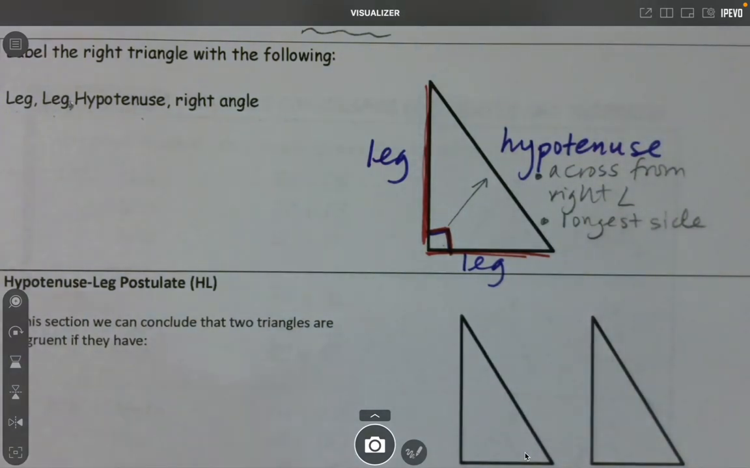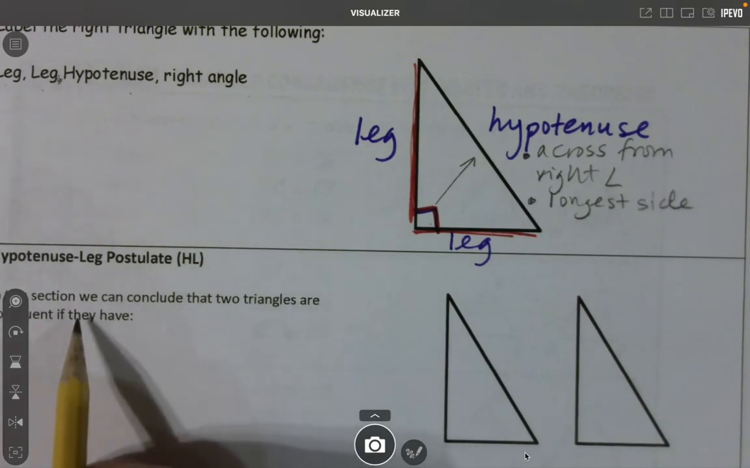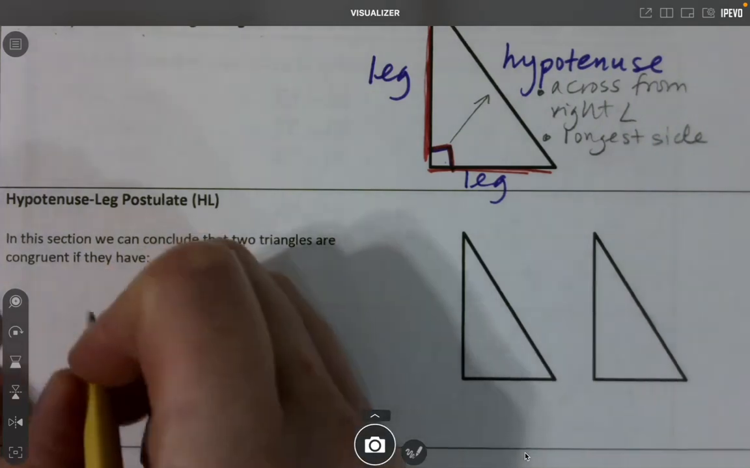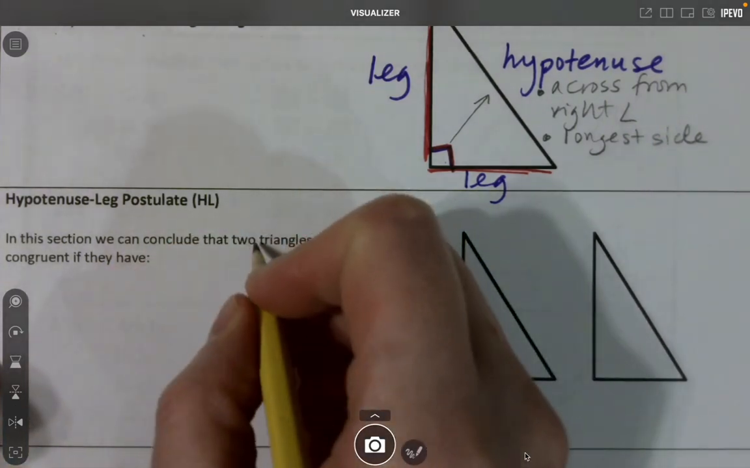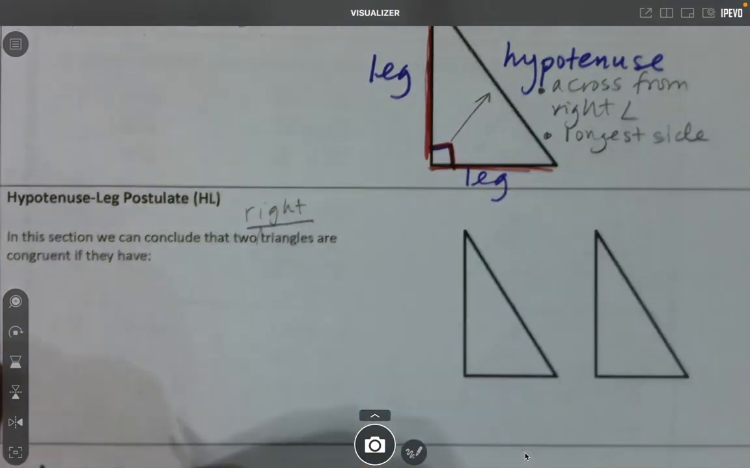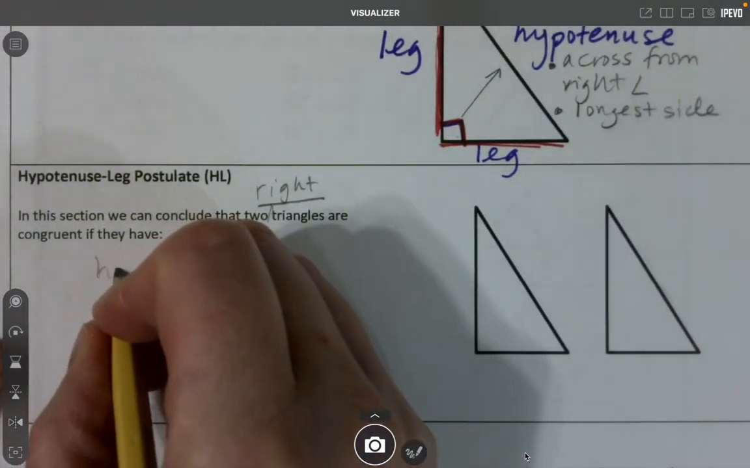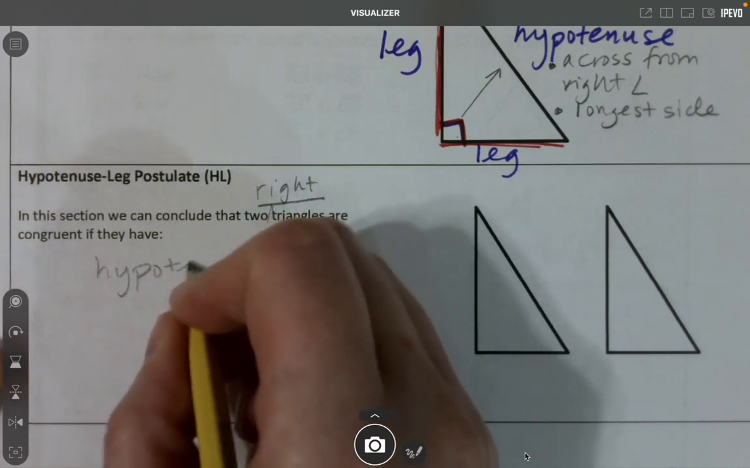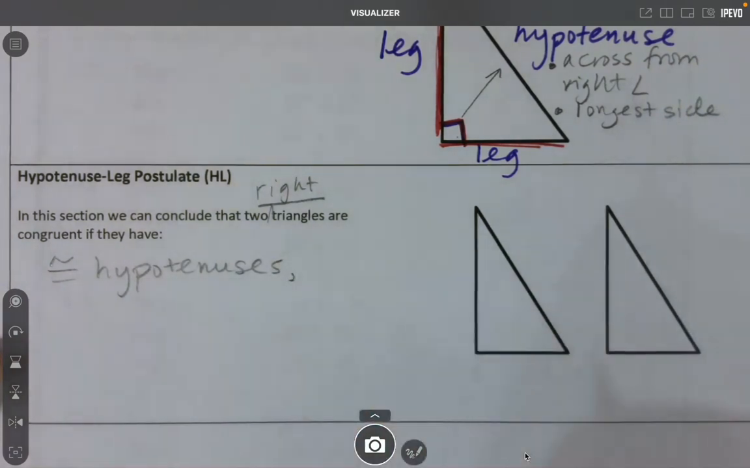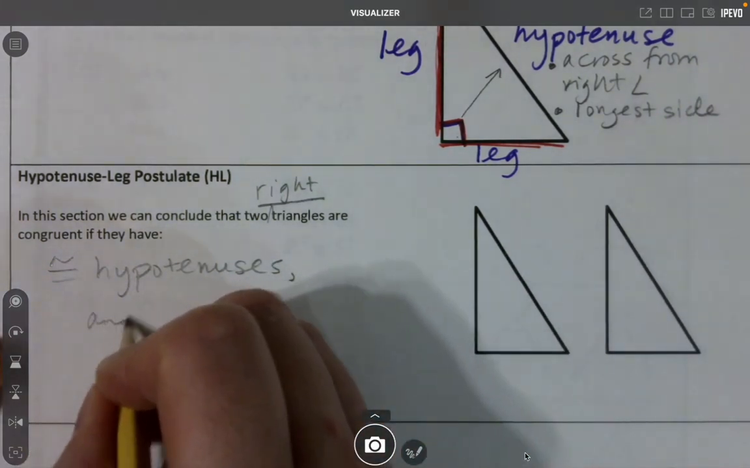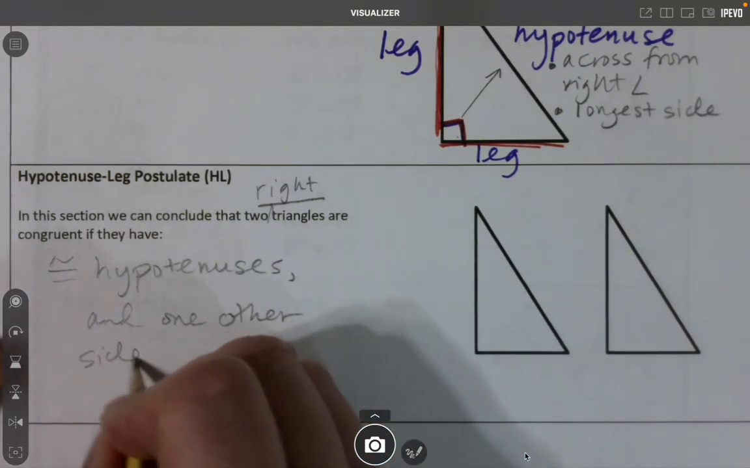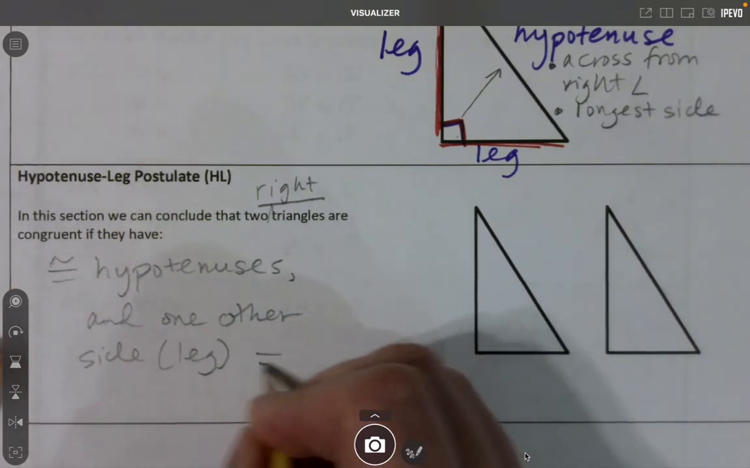So the hypotenuse leg postulate says we can conclude two triangles are congruent if they have, well, first of all, they have to be right triangles. So let's go ahead and do that. Right triangles, because this only works when we have a hypotenuse. If the hypotenuses are congruent, so let's say congruent hypotenuses and one other side, which is just really the leg, congruent.